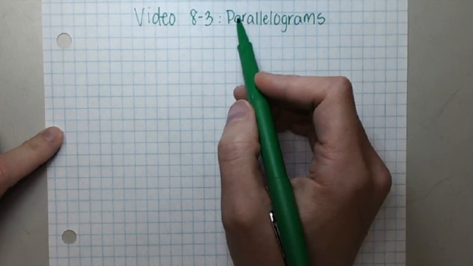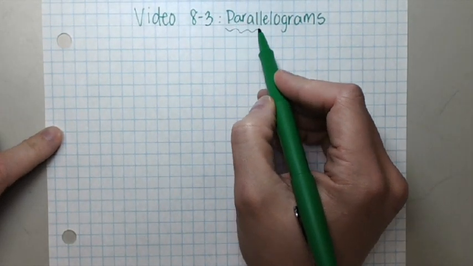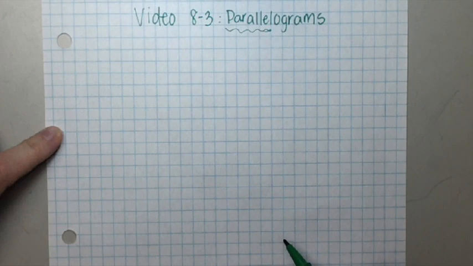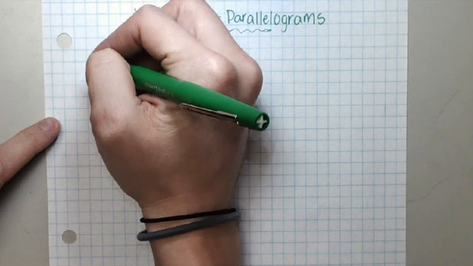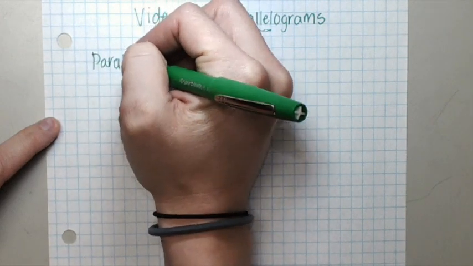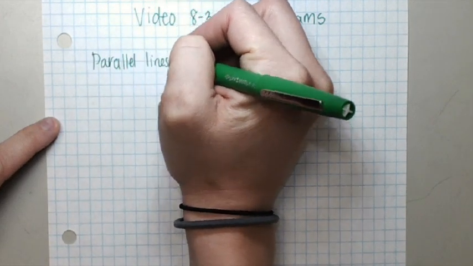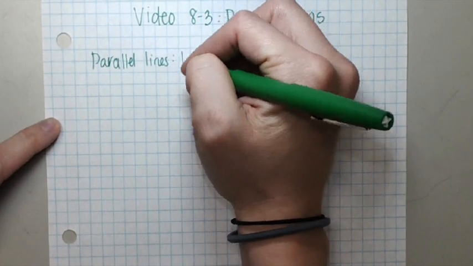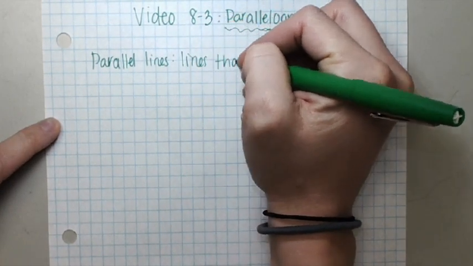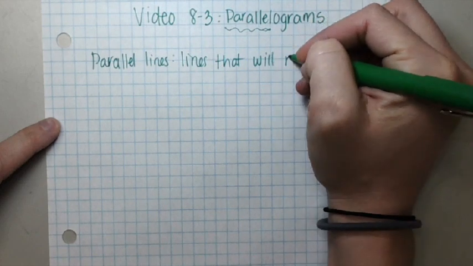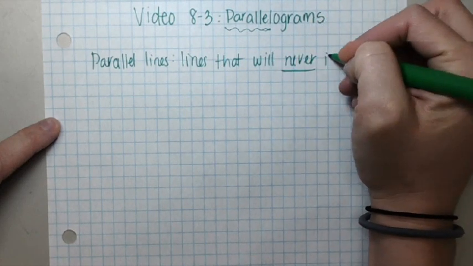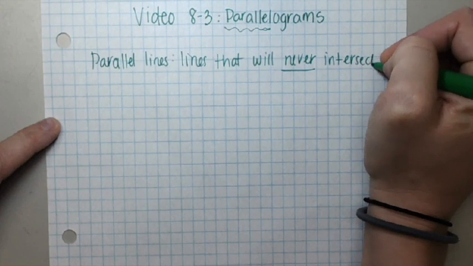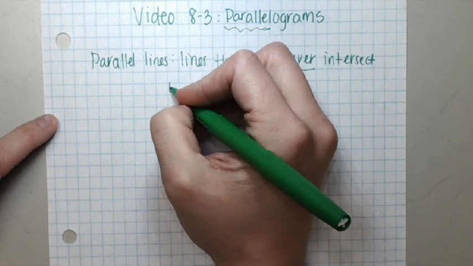Alright, if you look at parallelograms, you've got a word in here, parallel, that explains the whole reasoning behind a parallelogram. Okay, so let's write what parallel lines mean. Parallel lines are lines that will never intersect or they'll never run into each other. Okay, so let's write lines that will never, and I'm going to underline never, intersect.